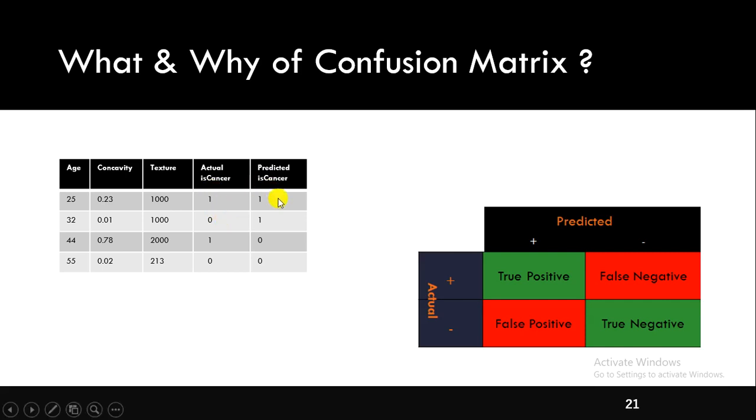If you look at the predicted column here for the first observation, the predicted value is 1 and the actual value is also 1. So in this case the actual and predicted values are the same, correct. When you look at the last observation here, actually this person is a non-cancerous person. The model also correctly classified this person as not a cancer patient.